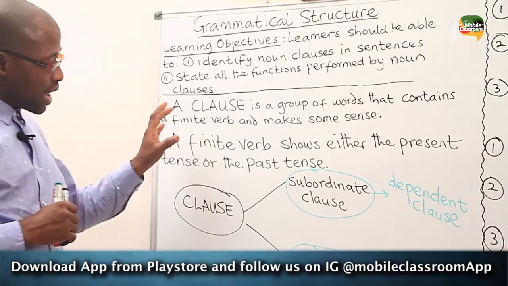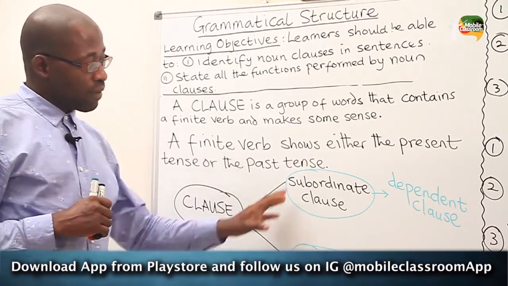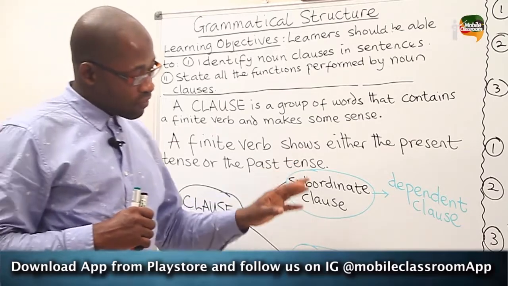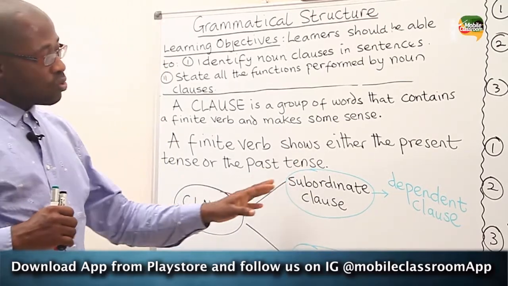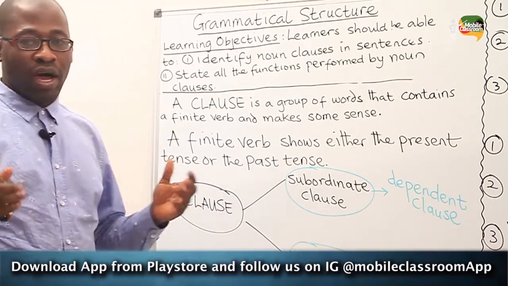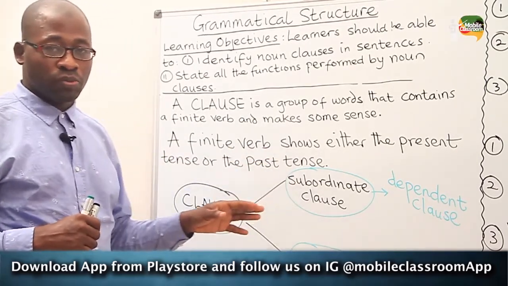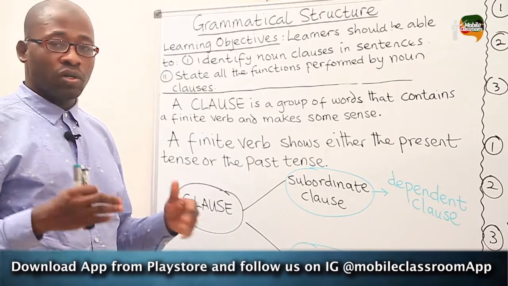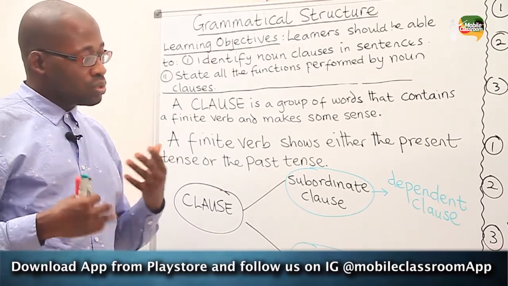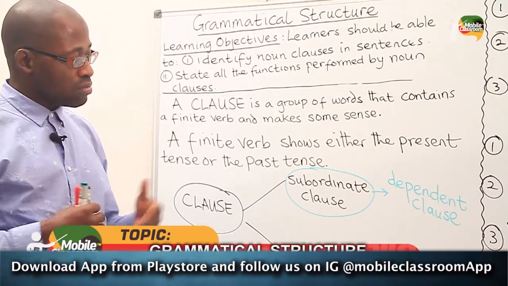Okay, having said that, let's look at the two broad types of clauses that we have. We have the subordinate clause and we have the main clause. Now, the subordinate clause is also called the dependent clause. Why? That's because it's a clause that cannot stand on its own. It has to depend on other clauses to add to the information or meaning.